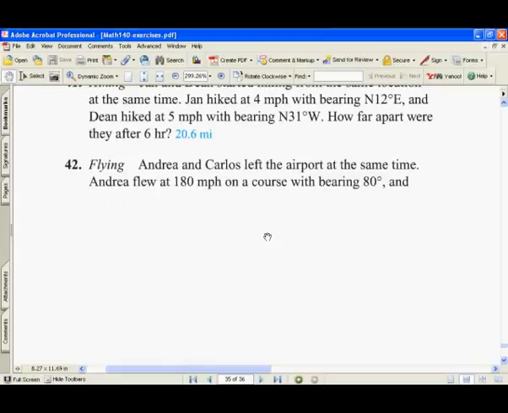Now, let's look at one word problem. It's on page 597, problem 42. It's about flying. It says, Andrea and Carlos left the airport at the same time. Andrea flew at 180 miles per hour on a course with the bearing 80 degrees. Let's first draw the bearing of the course of Andrea.